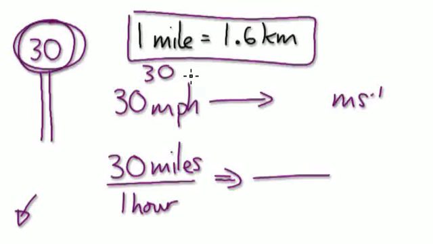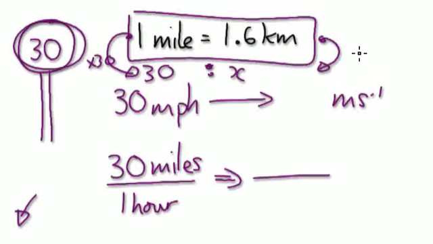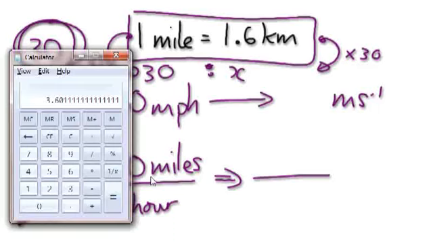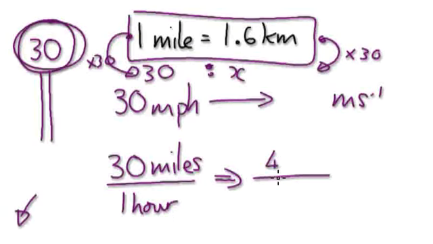Now that you've got 30 miles, what is x here? So here you would times it by 30, to get your kilometers. So 1.6 times 30. So calculator, clear this. 1.6 times 30 equals 48. Okay, and remember this is 48 kilometers in 1 hour. So the hour is still the same.